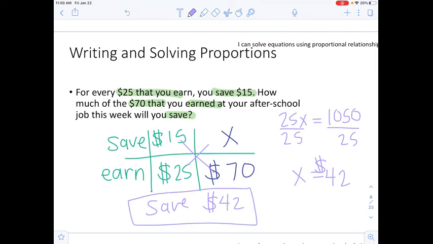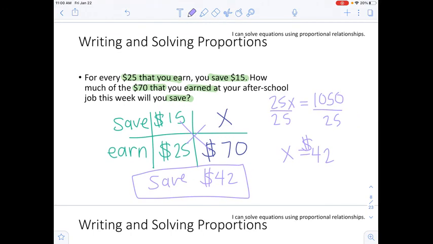And it's always good to double check, does that make sense? So when we earned 25, we saved 15. So we saved less than, right? When we earned 70, we saved 42. You have to save less than the amount you earned, right? If you got an answer of like $100, well, how would you only earn 70 and save 100? So we save $42.